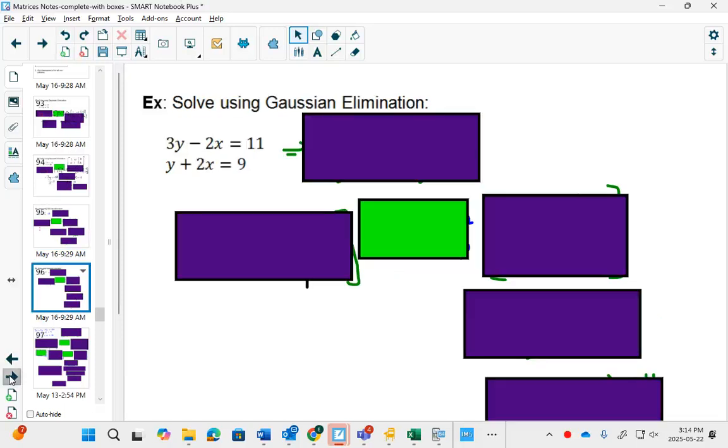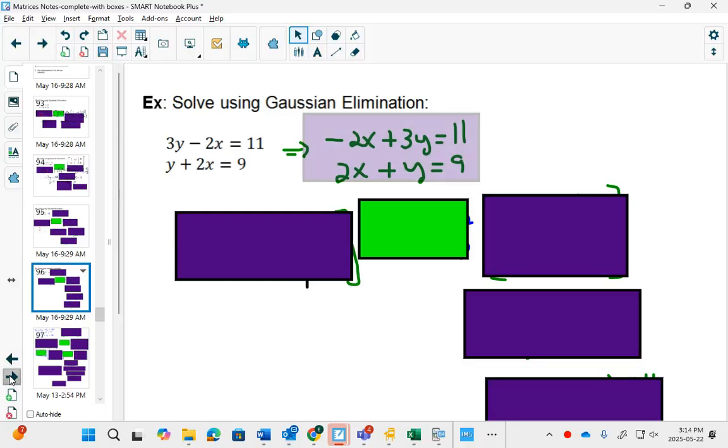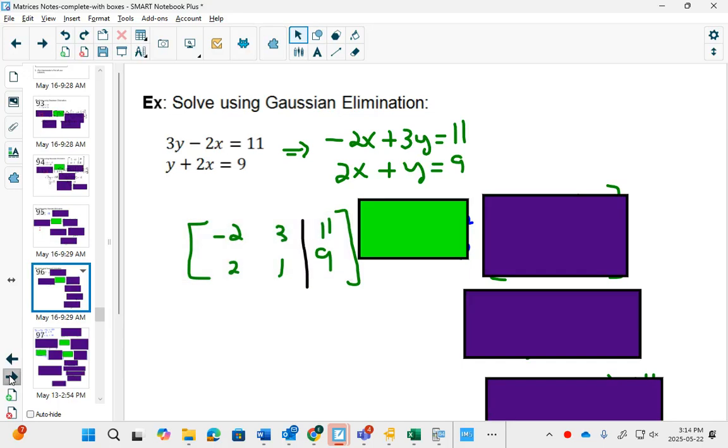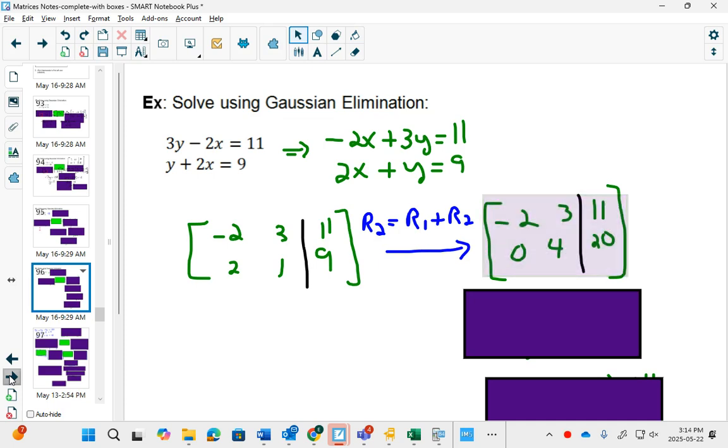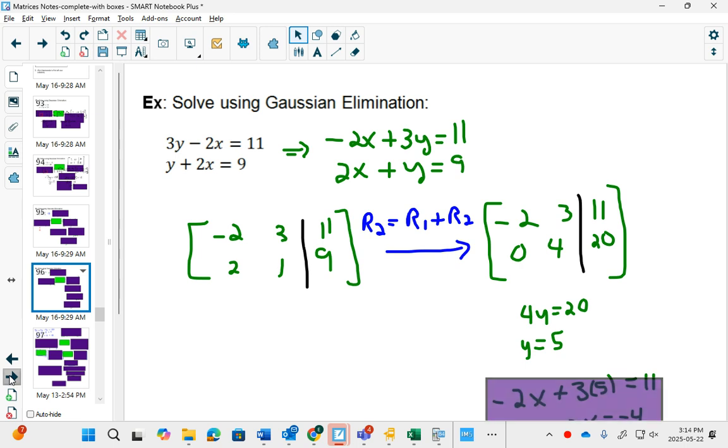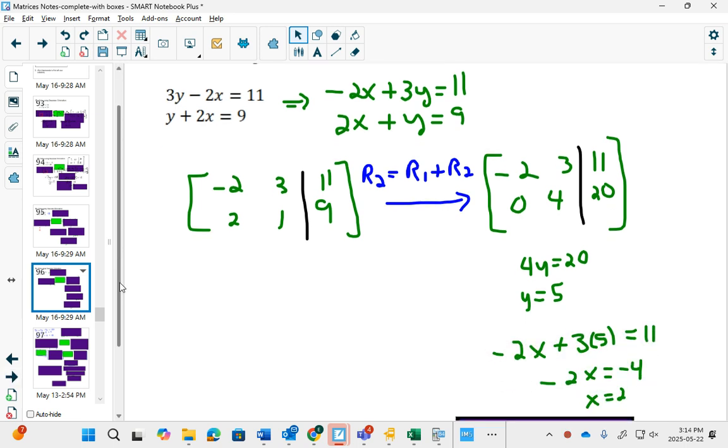And then the second one, set things up. This one already. You could have the y's first. It wouldn't have been wrong to write it that way, like, I like having my x's first. But if you had your y's first, you just have to remember that. But you can't have your y's first in one and x's first in the other one. That is problematic. So I set it up there. I'm just going to add row 1 and row 2 to make a new row 2. Then you get y is 5 and x is 2.